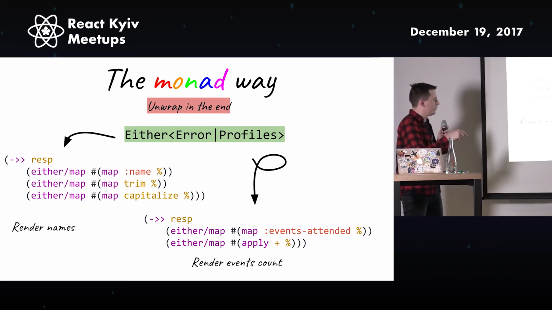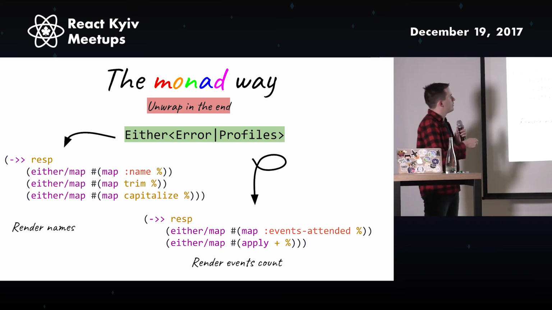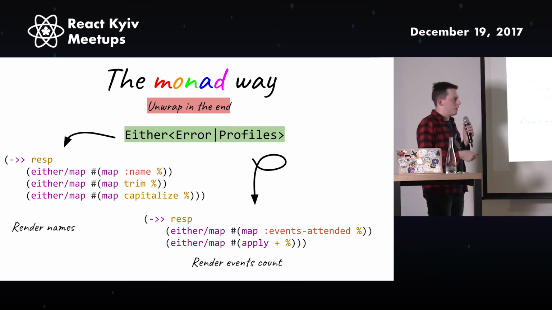And only after all of those transformations, you can check if the value is left, then there will be an error. You just render an error, and those transformations are not applied. If it's a right value, then those transformations are applied automatically. You just render the result.